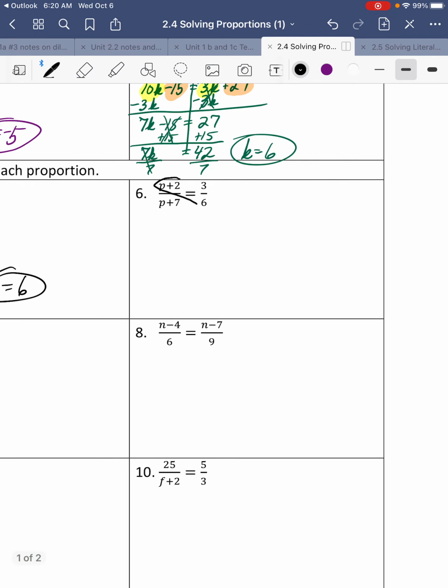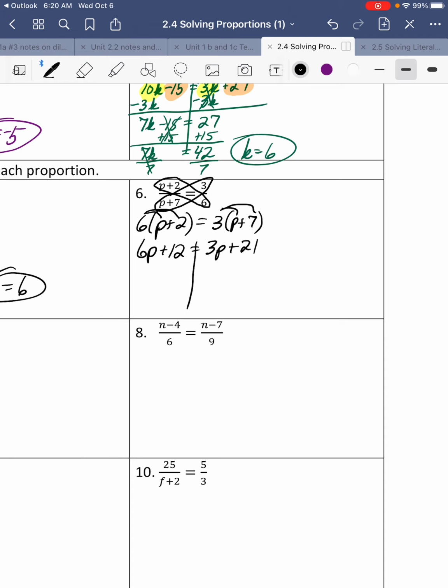Number 6. P plus 2 times 6. Typically, I write the single term monomial on the left. So 6 times p plus 2. 3 times p plus 7. Distribute. 6 times p is 6p. 6 times a positive 2 is a positive 12, so I write plus 12. 3 times p is 3p. 3 times a positive 7 is positive 21, so I write plus 21.